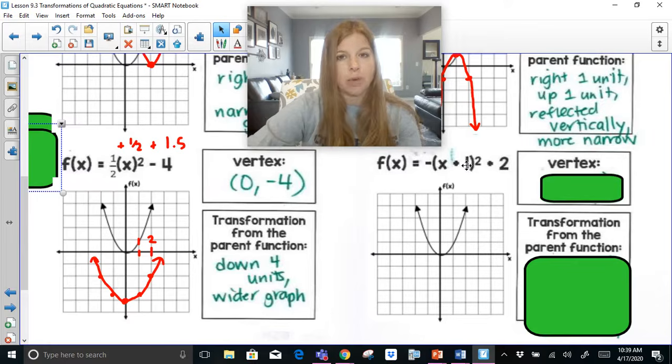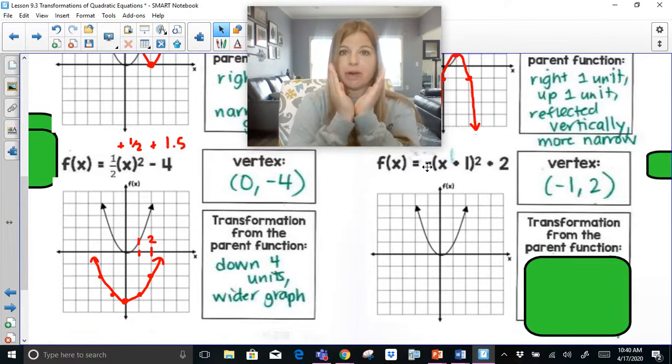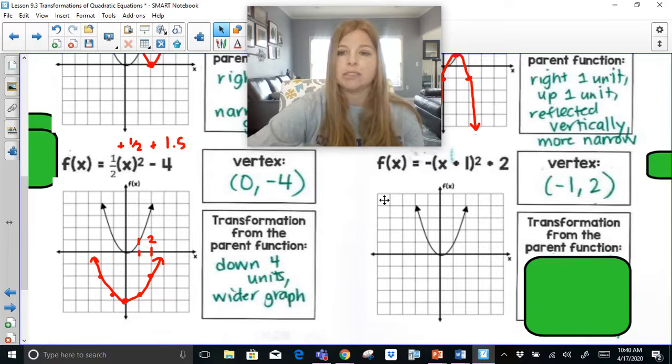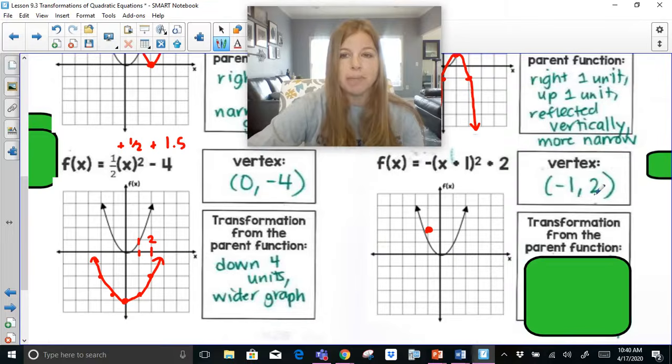Last one. X plus 1 would mean that my h value of my vertex is a negative 1. Plus 2 at the end is my plus 2. I see it's negative, so that's going to mean my graph is going to reflect vertically. So I'm going to go ahead and plot my vertex of negative 1, 2. So I already know that my graph is going to shift 1 unit to the left and then 2 units up, but I have to reflect it vertically from this point. So from this vertex, if my a value is a negative 1, which it is, that means I'm going to go down 1, down 3. So out, down 1, out, down 3.